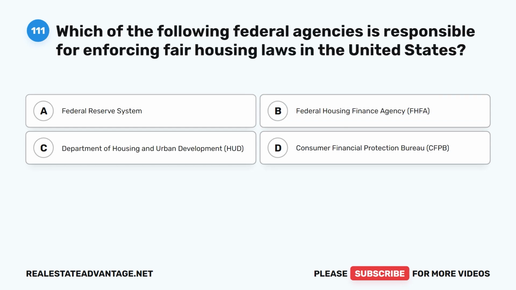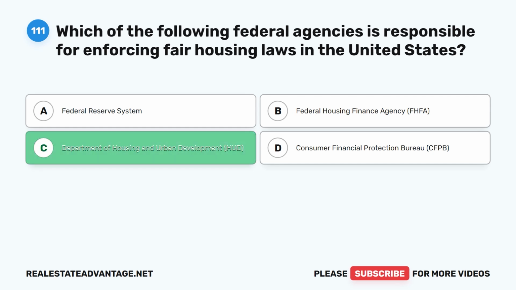Question 111. Which of the following federal agencies is responsible for enforcing fair housing laws in the United States? A, Federal Reserve System. B, Federal Housing Finance Agency, FHFA. C, Department of Housing and Urban Development, HUD. D, Consumer Financial Protection Bureau, CFPB. The correct answer is C, Department of Housing and Urban Development, HUD.